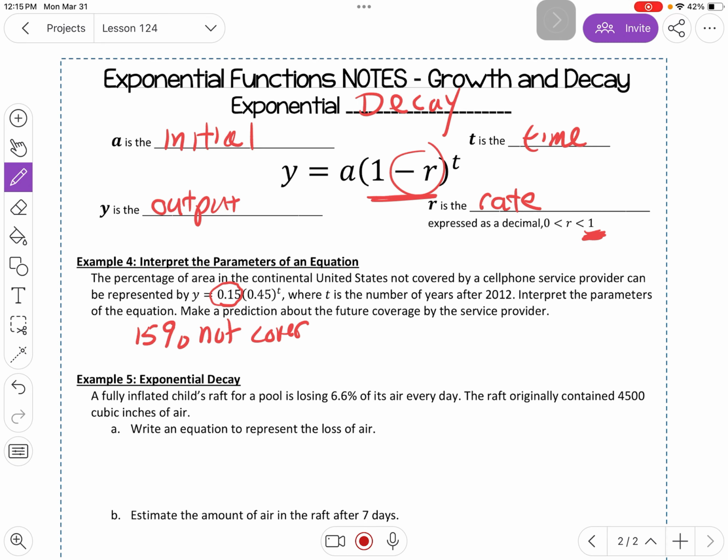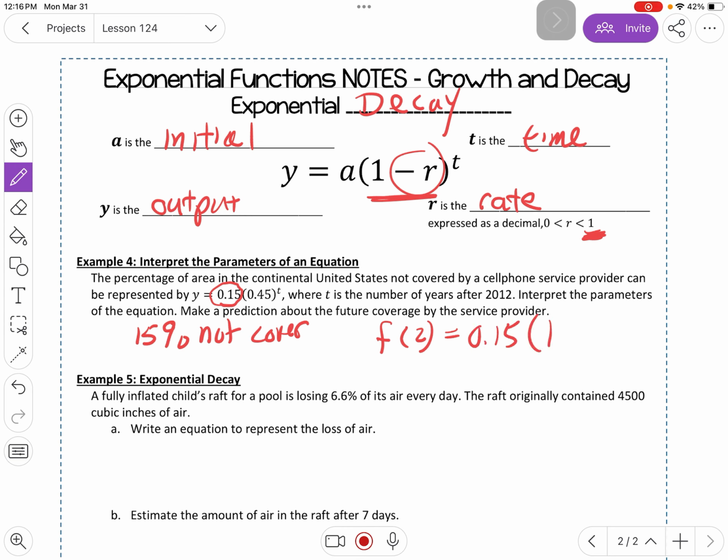Okay? That is not covered. That's the initial percent. And this is decaying over time. We're getting more and more coverage, which means less and less percentage is not covered. And so let's figure out what would be the coverage 2 years after 2012. So let's do f of 2. That would be 0.15, 15%.